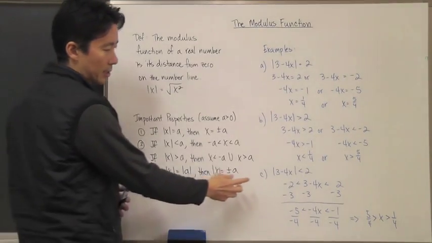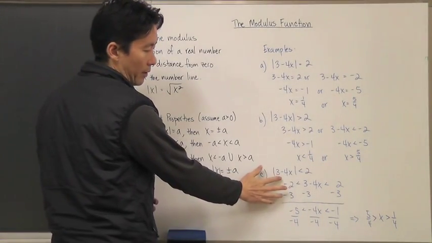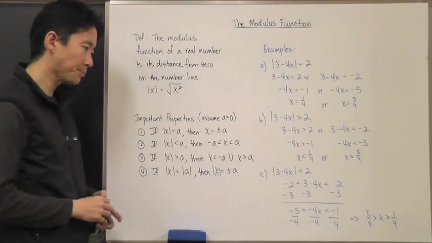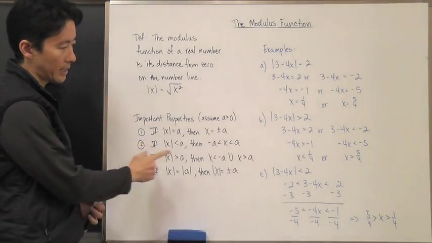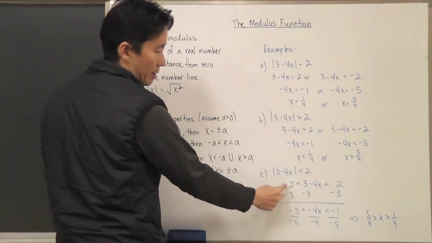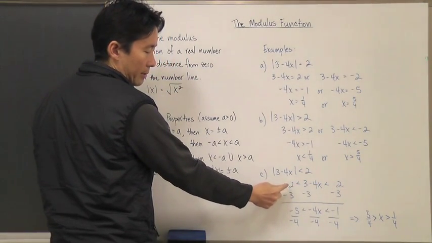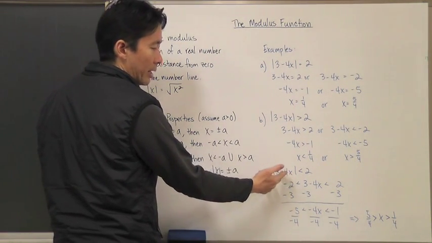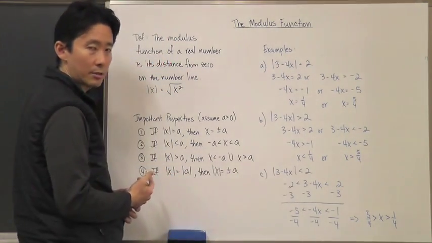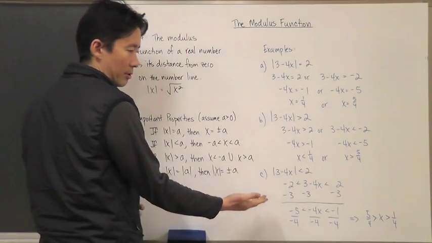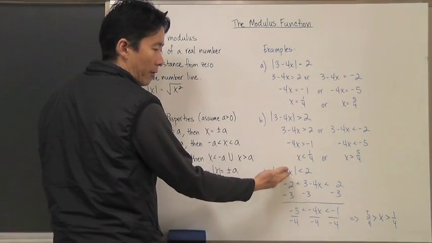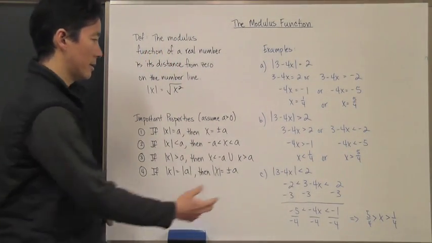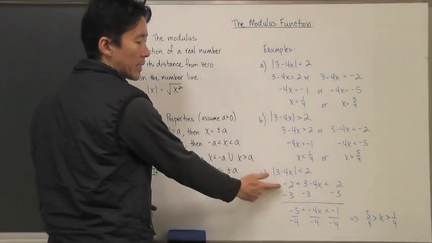Okay, let's take a look at the last situation, which is C. What if you have the absolute value of 3 minus 4x being less than 2? What that means is that this part has to be greater than negative 2, because if it's, say, negative 1 or 0, then the absolute value of that will still be less than 2. And it also has to be less than 2, so that if this number is, say, 0.5, then it's still going to be less than 2. So again, this property makes sense.